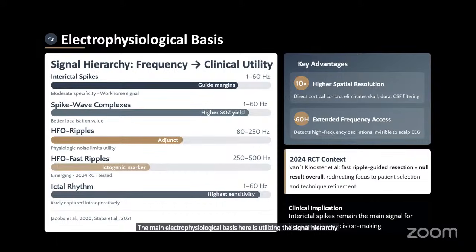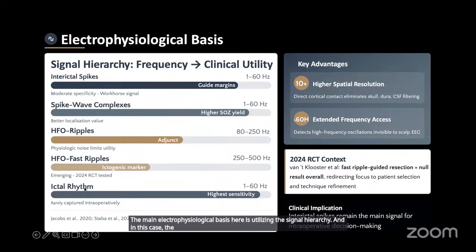And in this case, the ideal signal will be an ictal rhythm. Unfortunately, this ictal rhythm, which has got the highest sensitivity, is rarely captured intraoperatively. Patients don't seize very easily once they are under anesthesia. So it's very difficult to get an ictal rhythm in this case.